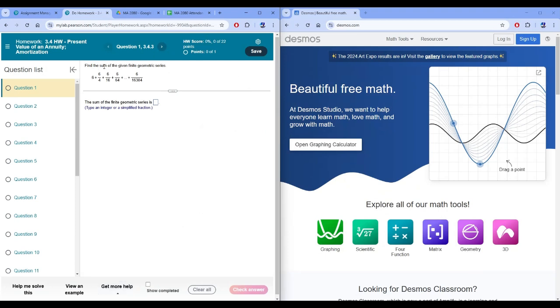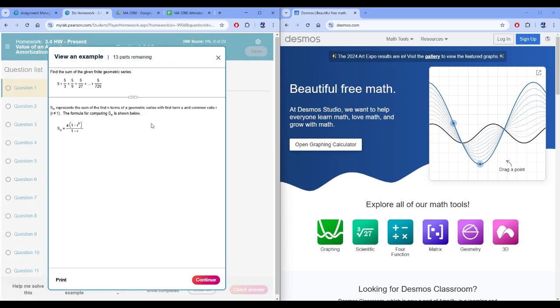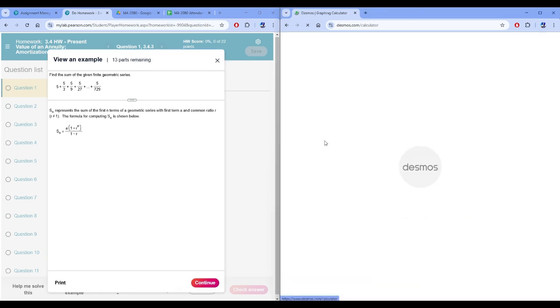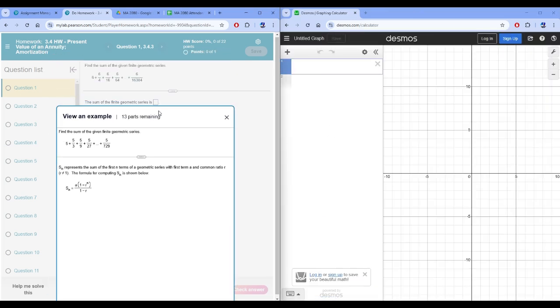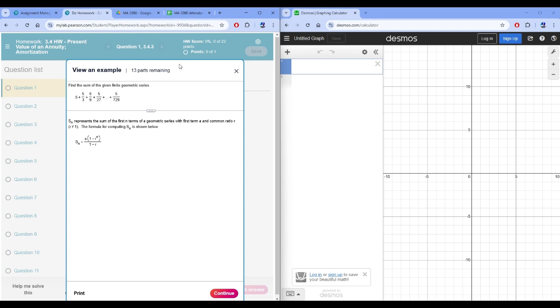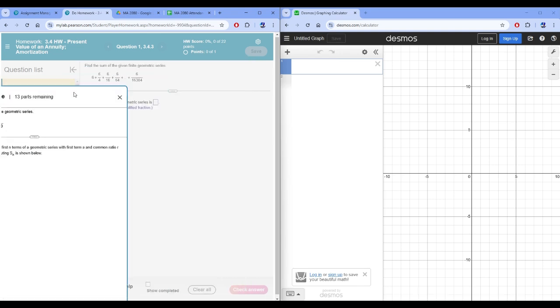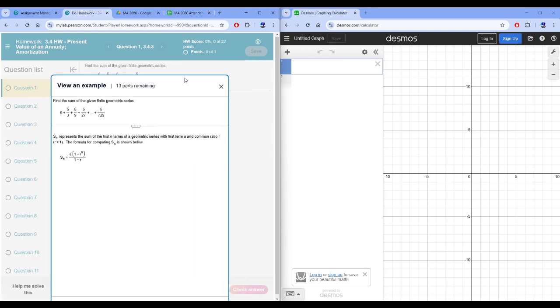All right, so find the sum of the finite geometric series. So you are multiplying by 1/4, obviously, because 4 to the 7th is 16,384. I just don't know the equation. What's the equation? There it is. Now I'm going to go to Desmos. I'm going to open my calculator. I'm going to move this down just a little bit, just so I could see it.